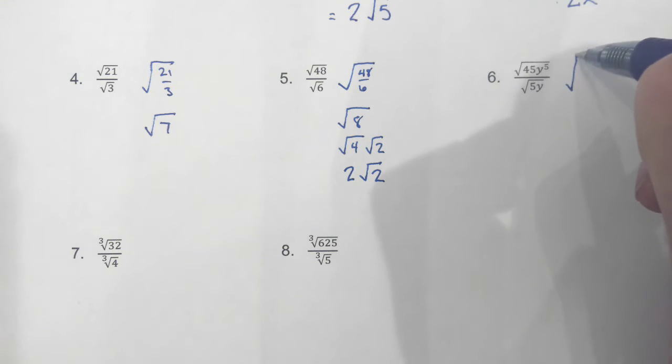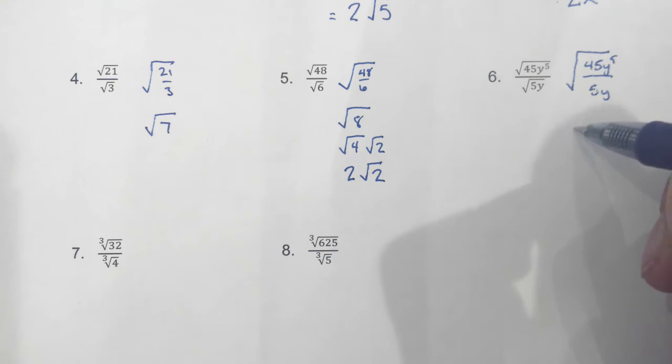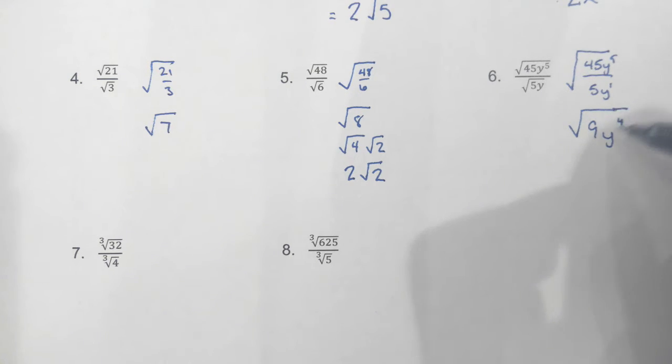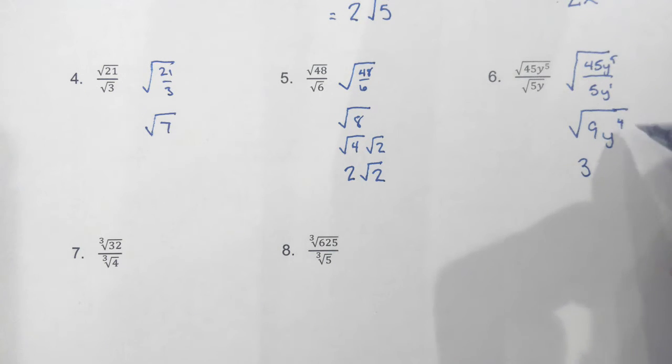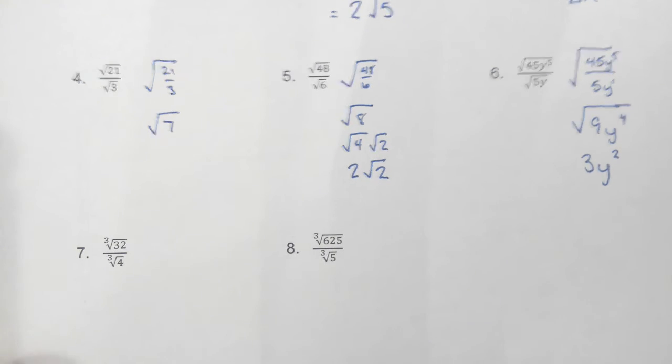And then 6, 45y to the 5th over 5y. Do the division. 45 divided by 5 is 9. Y to the 5th divided by y to the 1st. Subtract those exponents. 5 minus 1 is 4. And then apply the radical. The square root of 9 is 3. And the square root of y to the 4th, remember you do the division. How many times is 2 going into 4? Goes into it twice with no remainder. So 3y squared when you simplify that.